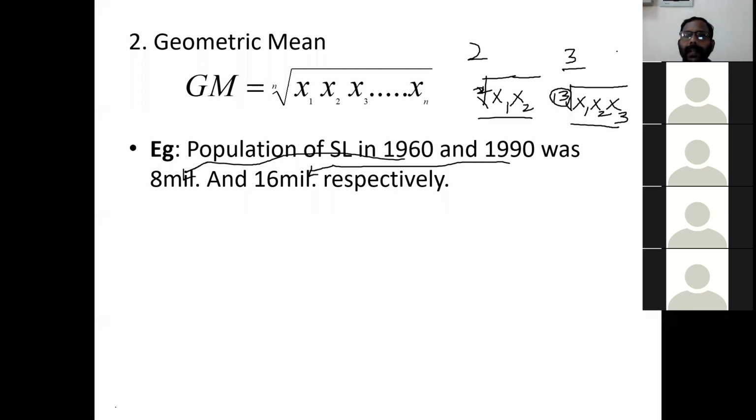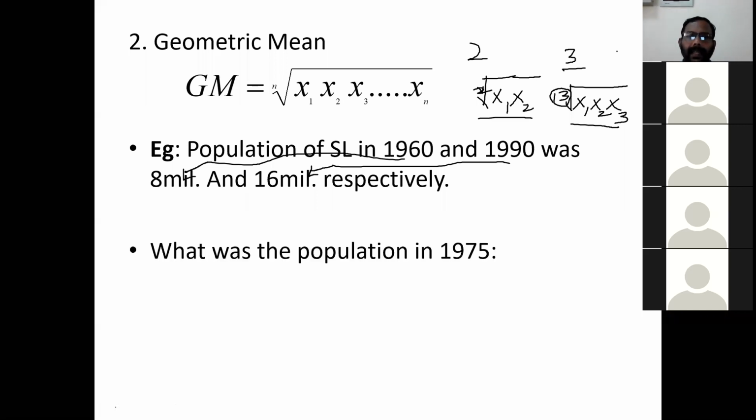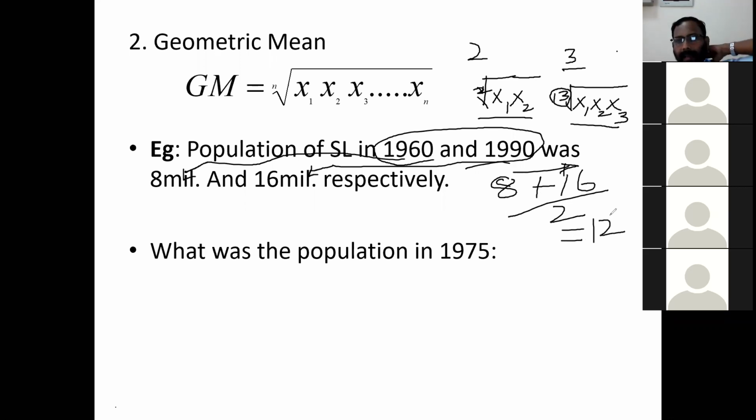So the question that we can ask, suppose, what is the Sri Lankan population in 1975? If you do it arithmetically, what will you do? Because it is in the middle between 1960 and 1990, simply you add 8 plus 16 divided by 2, because it is population progress, right? So your answer will be 12 if you do it arithmetically. Whether it is correct, yes or no?